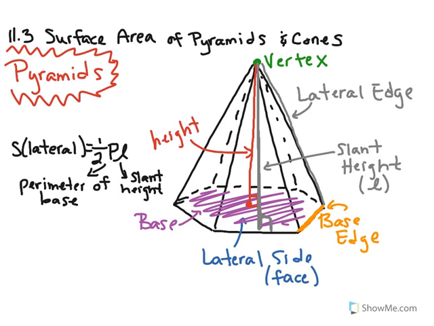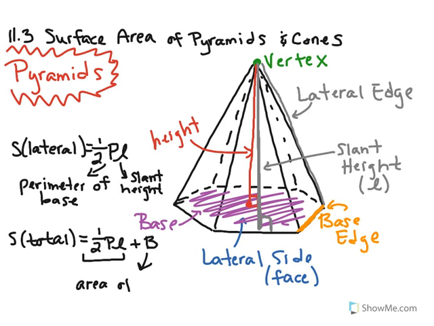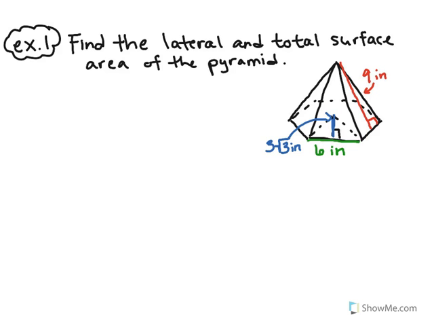The next kind of area that we're going to look at is the total area, and of course, by that I mean the total surface area. So we still have that 1/2 times P times L, because that was the lateral part. And then this capital B stands for the area of the base. So I'm going to add up all of my areas together to give me the surface area. All right, a lot of information. Let's take a look at an example to see how to use this.